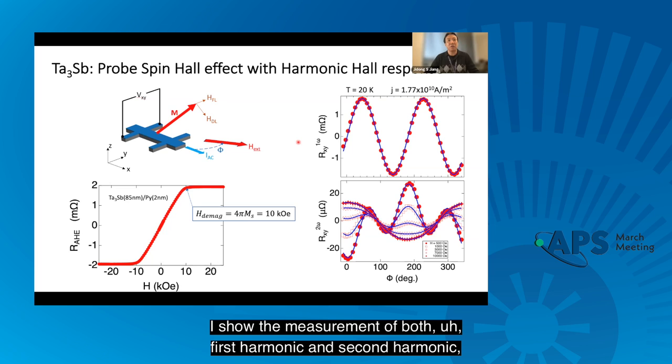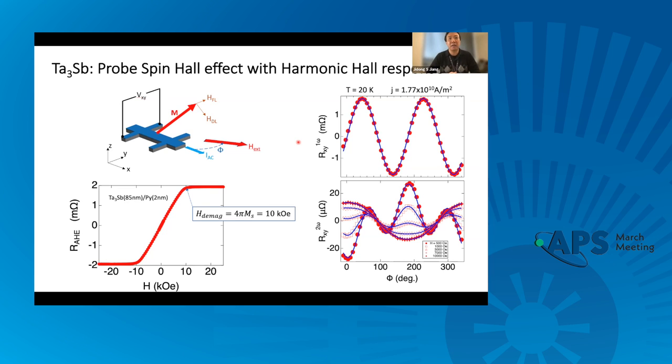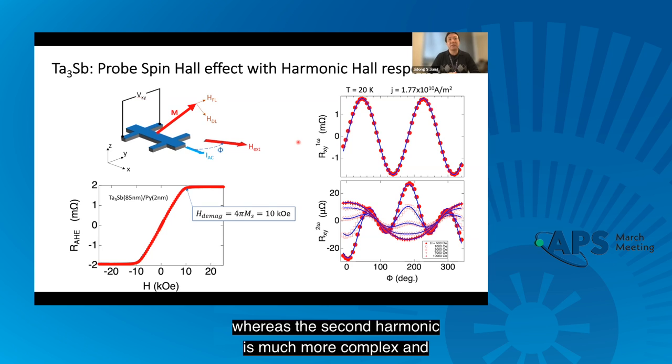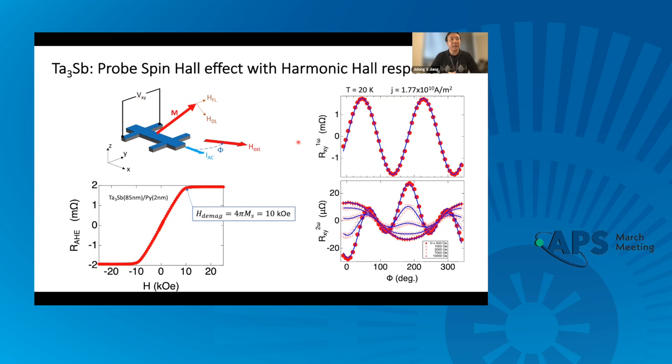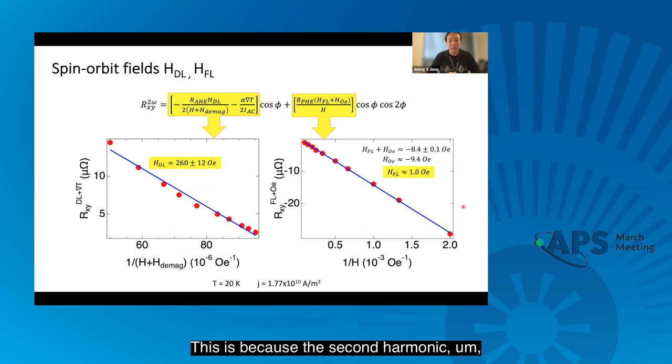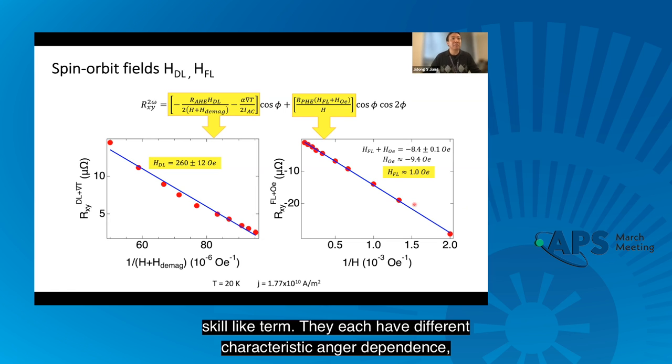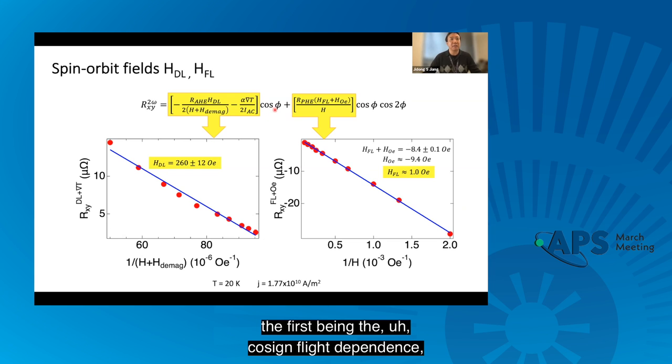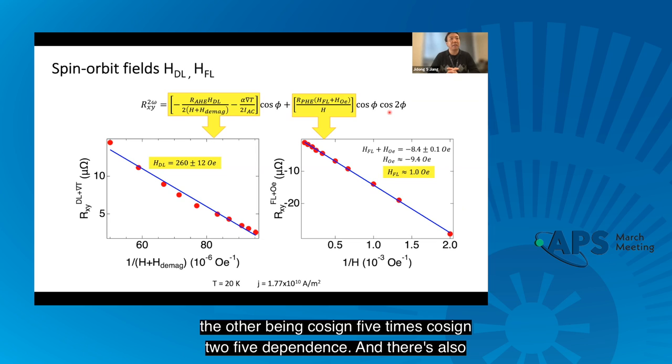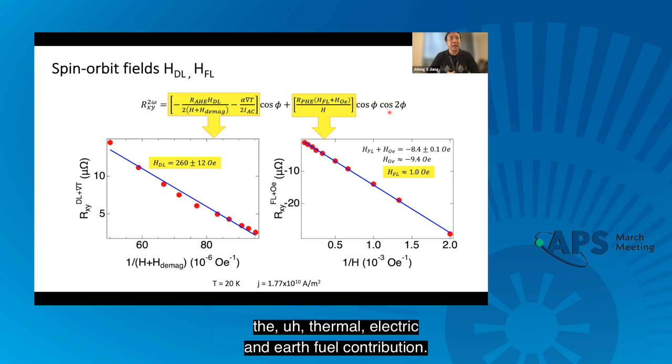On the right-hand panel, I show the measurement of both the first harmonic and second harmonic Hall resistivity. The first harmonic is just the planar Hall effect. It shows a sine 2 phi dependence, whereas the second harmonic is much more complex. Depending on the applied external field, it evolves from a tri-peak behavior to a cosine phi behavior. This is because the second harmonic Hall response has both the damping-like term and the field-like term. They each have different characteristic angular dependence, the first being the cosine phi dependence, the other being cosine phi times cosine 2 phi dependence. And there's also the thermoelectric and Oersted field contribution.